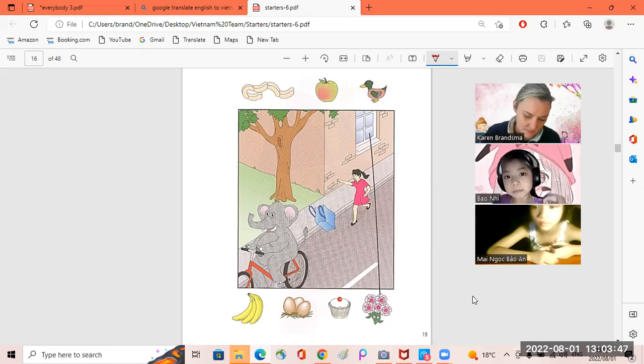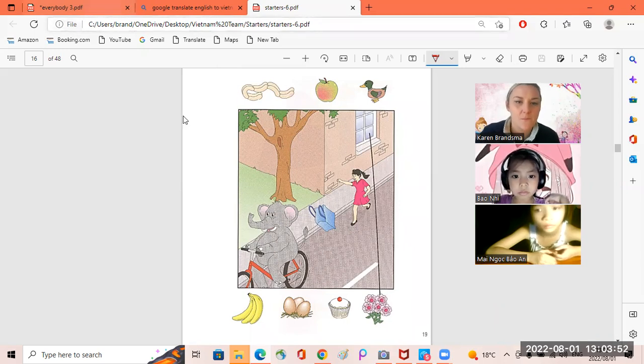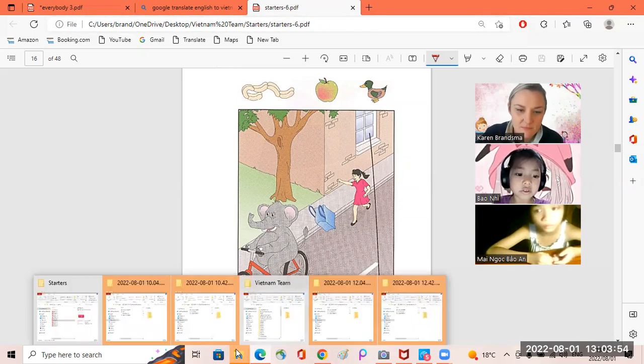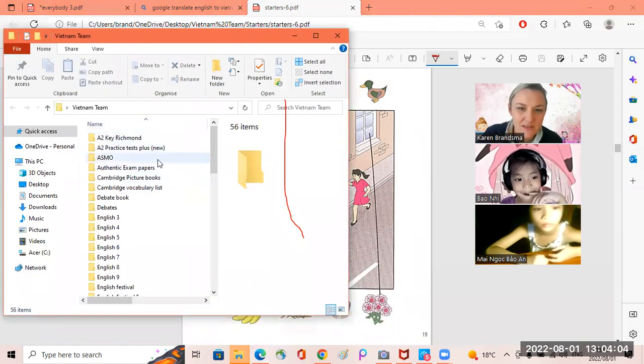Okay, hold on 1 minute. Okay, we're going to do everybody. The sausage is on the elephant's tail. Yes, the elephant's tail. Okay, but now we're going to learn something different. Okay, good job.